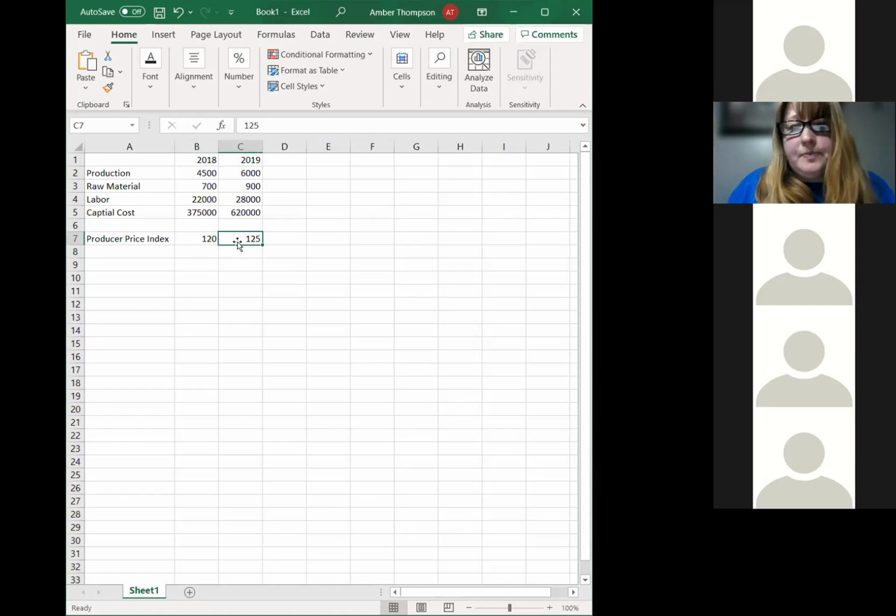So I'm just going to do an equals and do 125 divided by the 120. That gives us our factor that we times out. So when we are looking at it, we take the difference here because we've got our adjusted costs because of that.